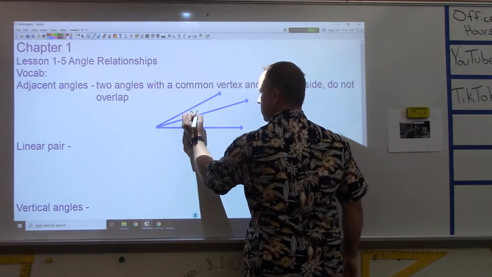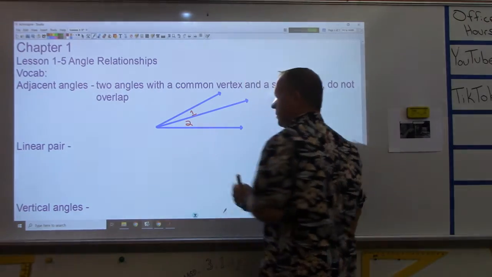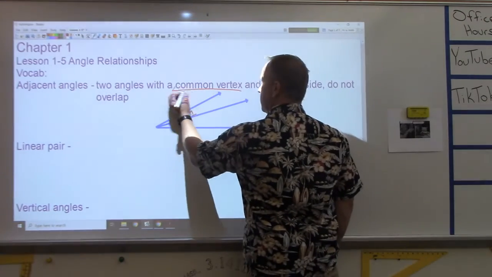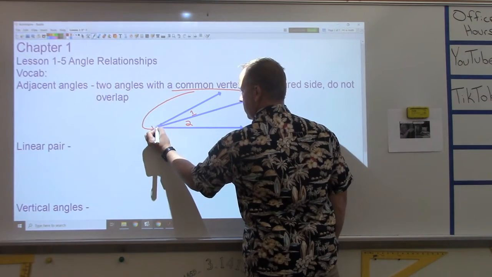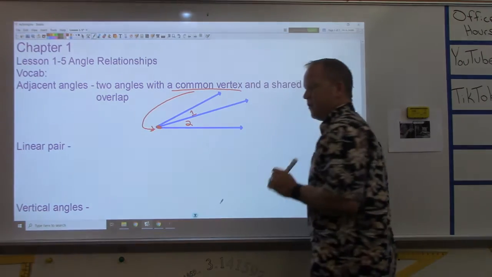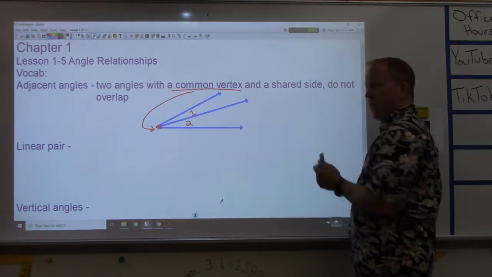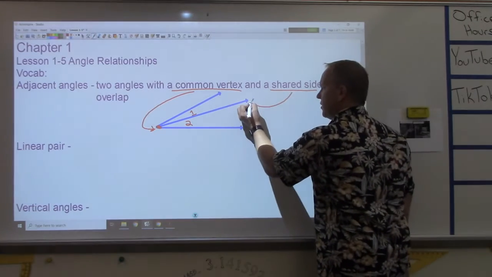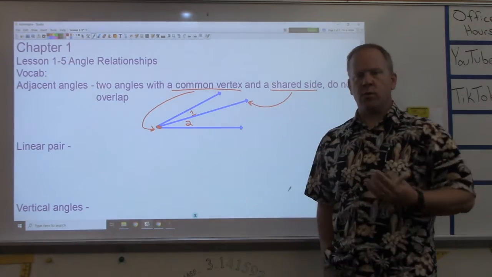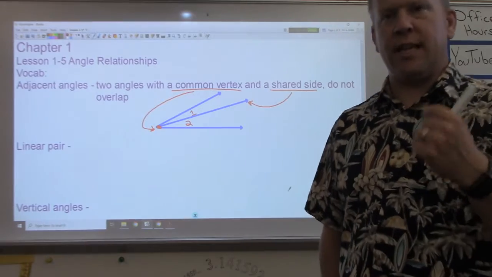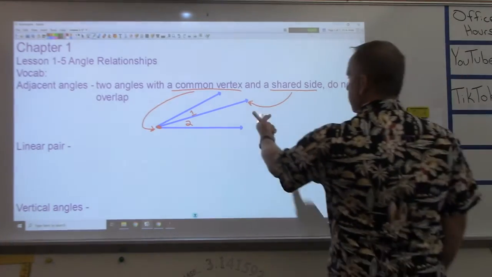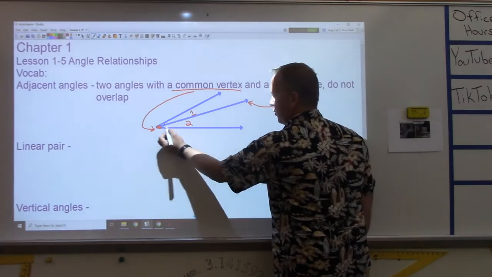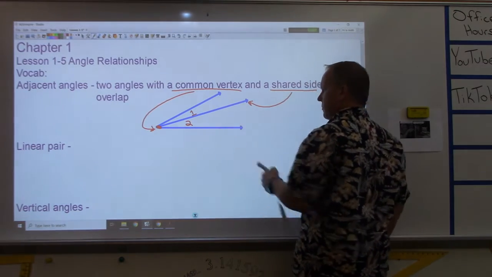Angle 1, angle 2. Angle 1 and angle 2 are adjacent angles because they have a common vertex, which is right here. And they have a shared side, but they don't overlap. What they're trying to say is that shared side has to be the side that's between them. They don't overlap. The side they share is in between them. So there's my shared side. Angle 1 is adjacent to angle 2. They have a shared side.